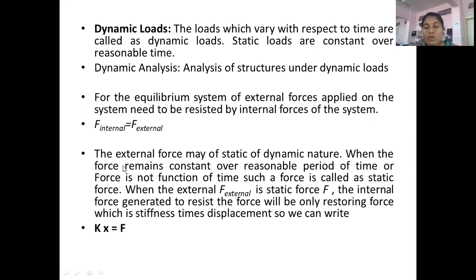Okay, so below this write down: the external force may be of static or dynamic nature.